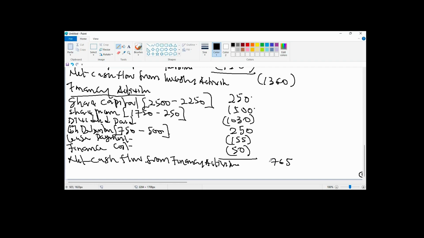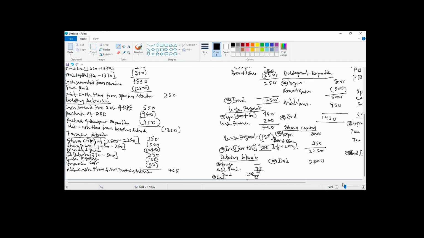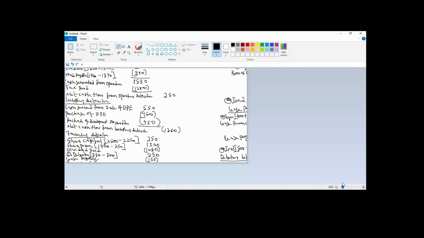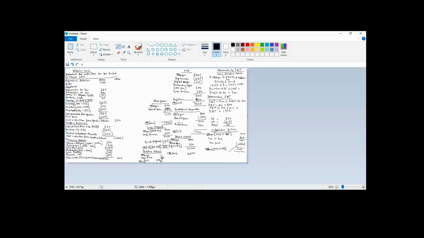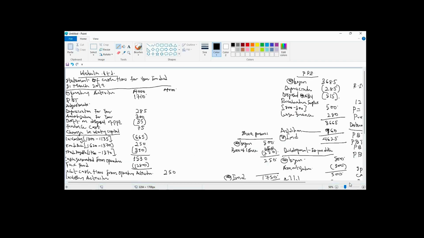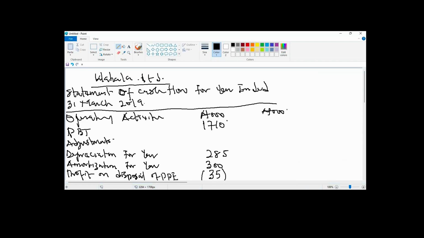I will now add all the nets. 250 minus 1360 plus 765. What is it giving us? 345 negative.